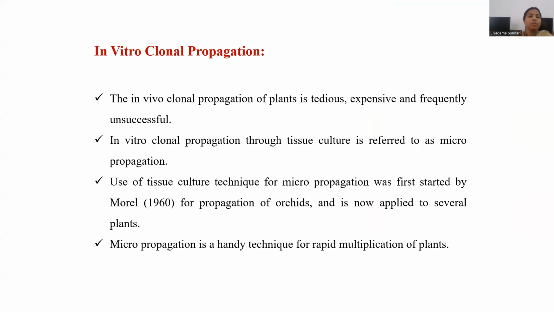Okay, so micropropagation, we call it in vivo clonal propagation of plants. It is tedious, expensive, and frequently unsuccessful. So that's why in vitro clonal propagation through tissue culture is referred to as micropropagation. This technique was first started by Morel in 1960 when he was propagating orchids, and now it is applied to several plants with some modification.